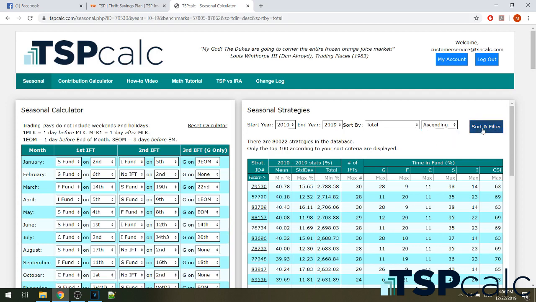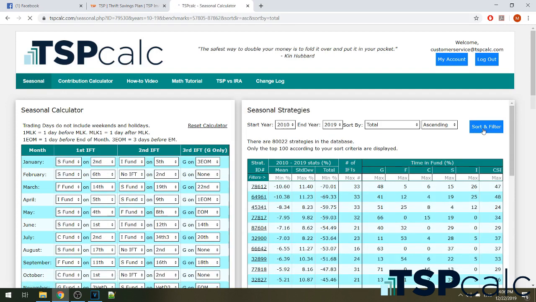I don't know why you would want to do that, but show me the strategy that has returned the lowest amount. Well, this one has returned negative 70% total in the last 10 years. That's horrible.